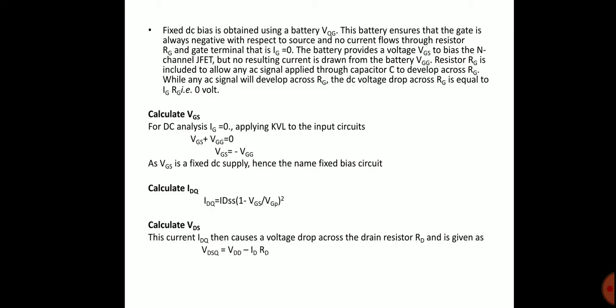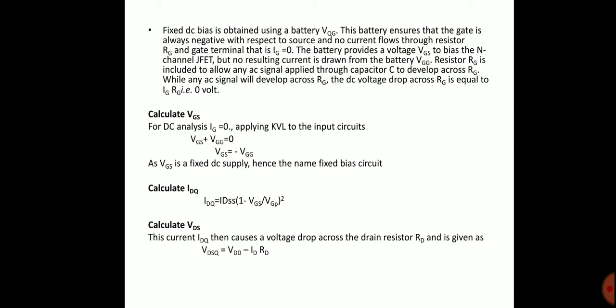This battery ensures that the gate is always negative with respect to the source and no current flows through the resistance RG and the gate terminal, that is IG is equal to 0. The battery provides a voltage VGS to bias the N channel JFET, but no resulting current is drawn. So the resistance RG is included to allow any AC signal applied through the capacitor C to develop across RG. The DC voltage drop across the gate resistance is equal to the gate current times RG.